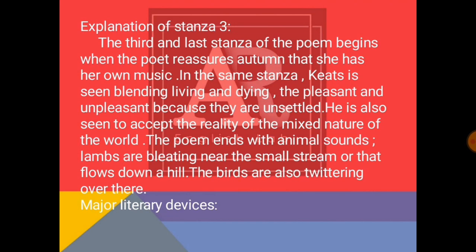The poem ends with animal sounds. Lambs are bleating near the small stream that flows down a hill. The birds are also twittering over there.